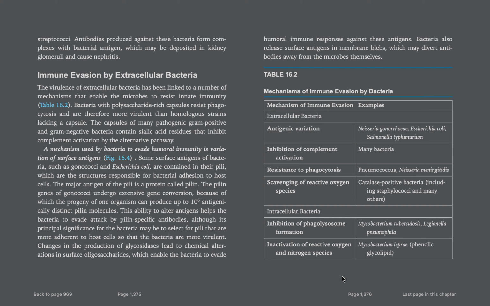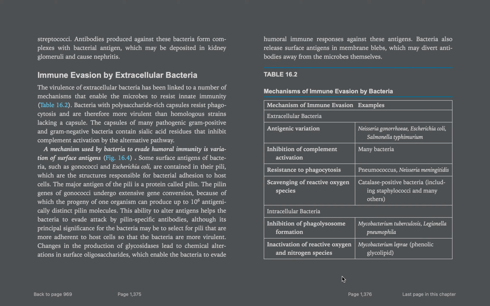Immune evasion by extracellular bacteria. The virulence of extracellular bacteria has been linked to a number of mechanisms that enable the microbes to resist innate immunity. You will see this in table 16.2. Bacteria with a polysaccharide-rich capsule resist phagocytosis and are therefore more virulent than homologous strains lacking a capsule. The capsule of many pathogenic gram-positive and gram-negative bacteria contains sialic acid residues that inhibit complement activation by the alternative pathway.